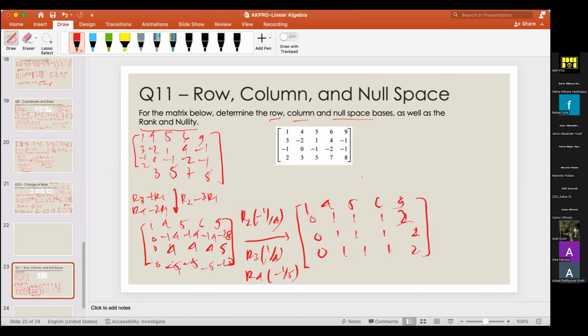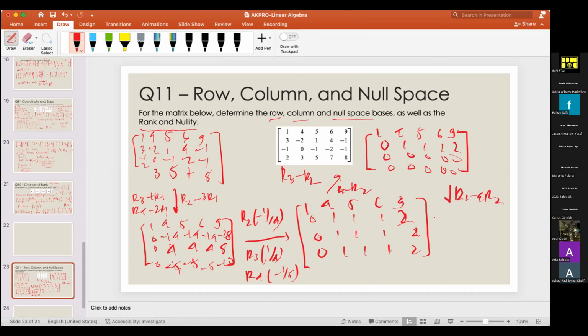Okay, so from this point, it will be very, very simple. We can just knock out the third and the fourth row by using the second row as the pivot. So this is R3 minus R2 and R4 minus R2. So what we're going to get is 1, 4, 5, 6, 9, 0, 1, 1, 1, 2, 0, 0, 0, 0, 0, 0, 0, 0, 0. And the final step will be to knock out this 4 in order to make the evaluation complete. So it's going to be R1 minus 4 R2.